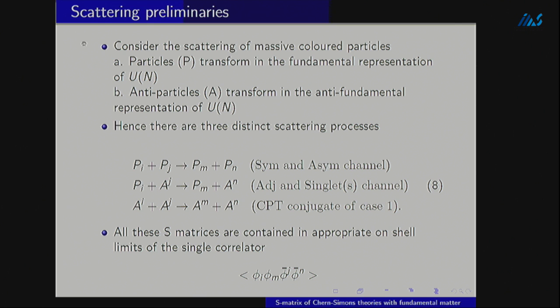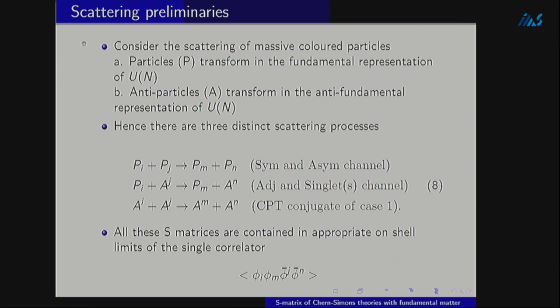So now let me just describe to you the basic preliminaries of how to set up this scattering problem. We consider the scattering of massive colored particles. Particles transform in the fundamental representation, antiparticles in the anti-fundamental representation. There are three distinct scattering processes actually: particle going to particle, particle-antiparticle going to particle-antiparticle, and antiparticle going to antiparticle.